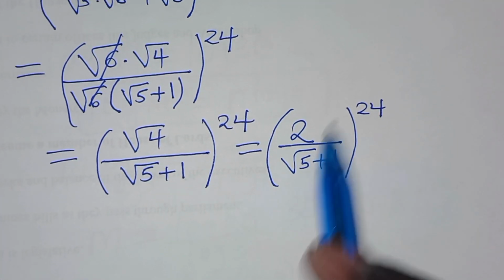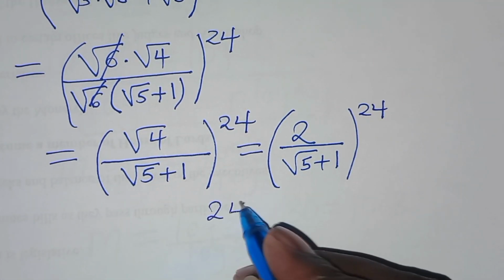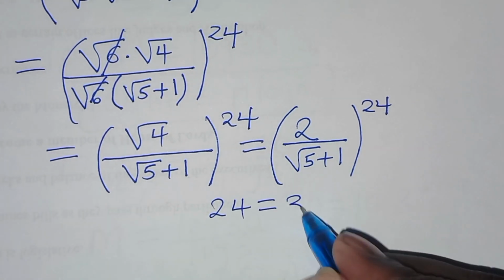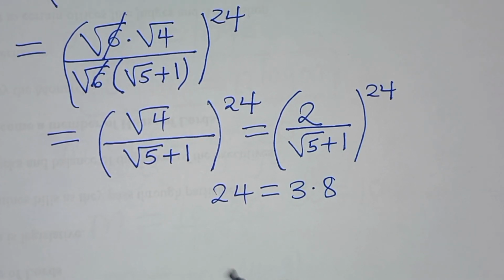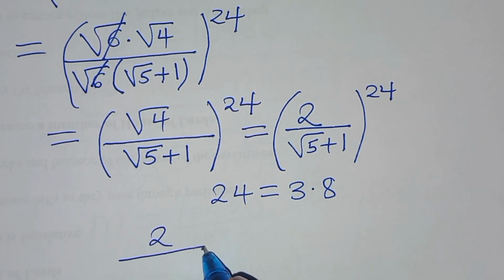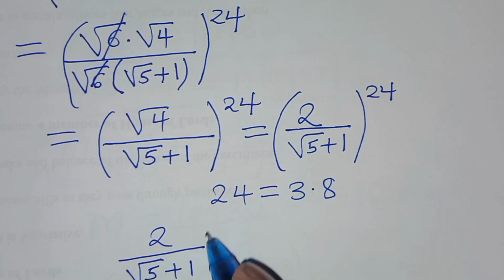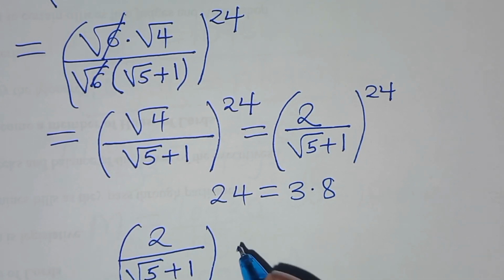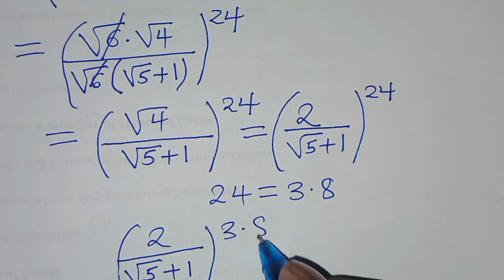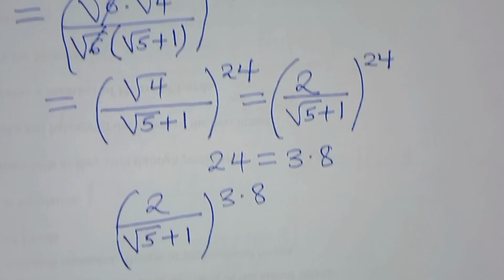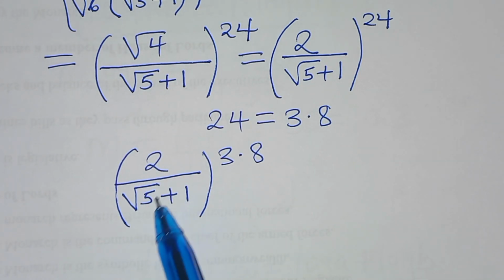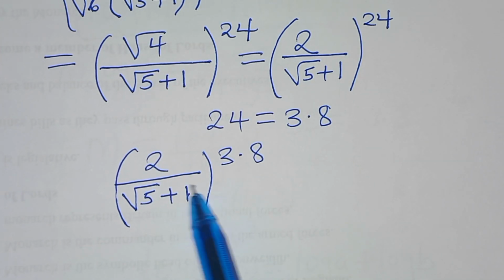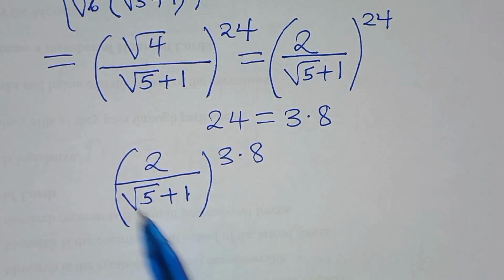Now the next step, we can express 24 as 3 times 8. So therefore we'll have 2 divided by square root of 5 plus 1, everything raised to power 3 times 8. Now, from here, we can rationalize the denominator.